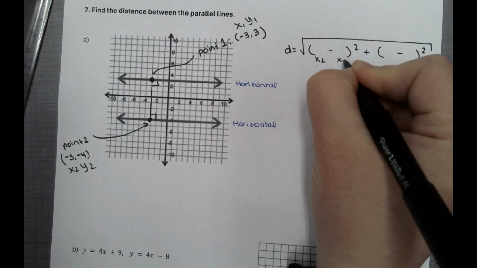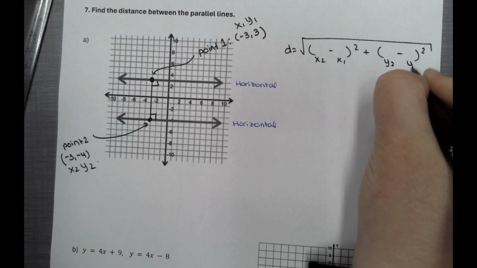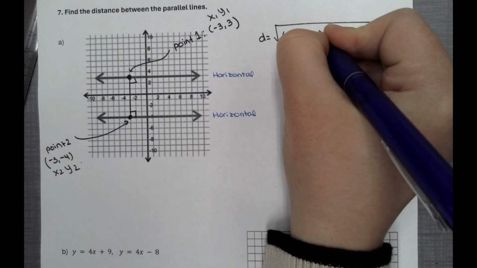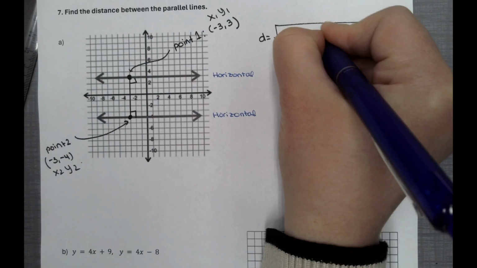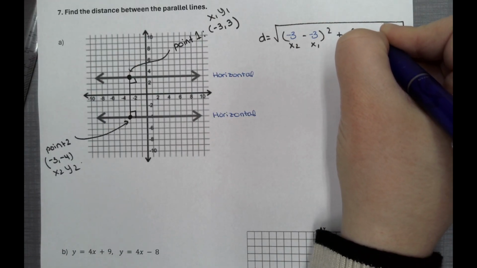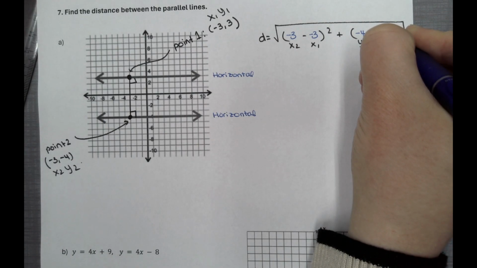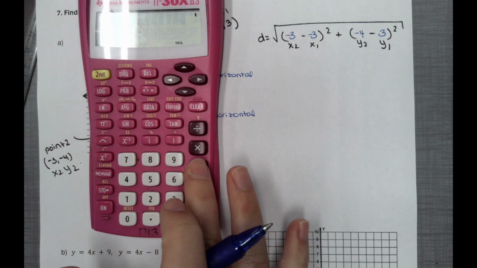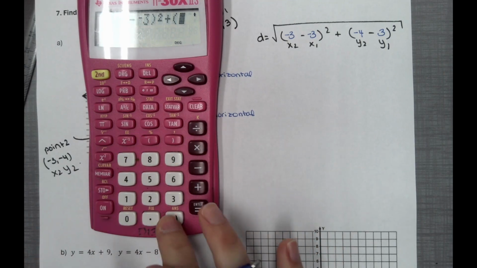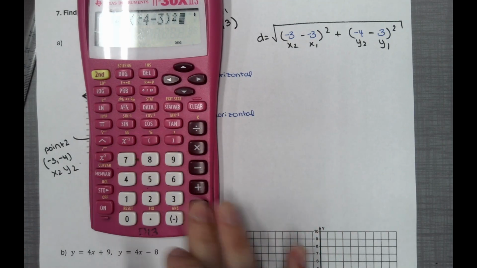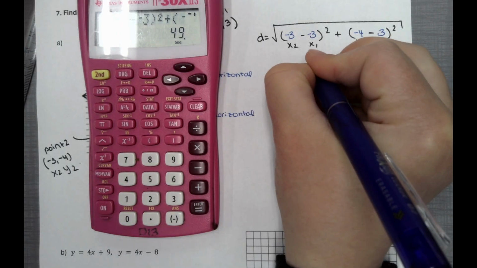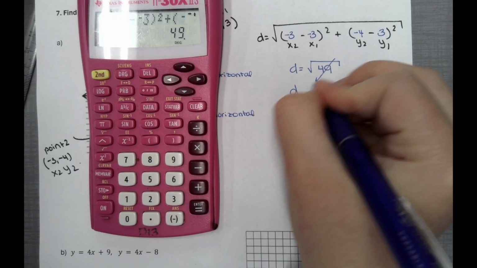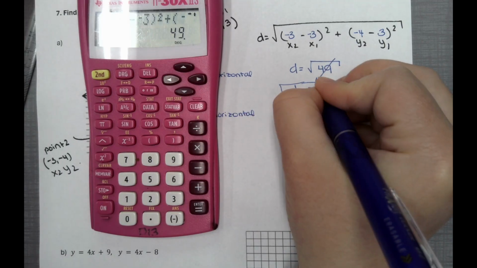So x2 minus x1 quantity squared plus y2 minus y1 quantity squared. x2 is -3, x1 is -3, y2 is -4, y1 is 3. Okay, let's type that in. -3 minus -3, square it, plus -4 minus 3, close it, square it, and I get square root of 49. Again, make sure you have the square root, the house does not disappear, and square root of 49 is 7. Okay, that does not always happen.